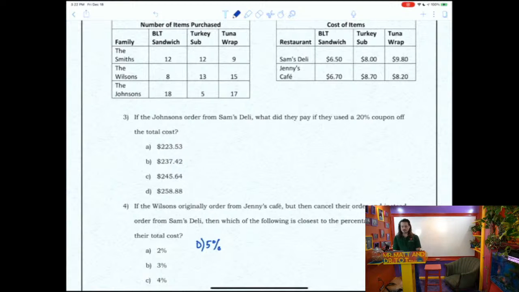Question 3 asks, if the Johnsons order from Sam's Deli, what did they pay if they used a 20% coupon off the total cost? So kind of the opposite of what number 2 was doing. Number 4 asks, if the Wilsons originally order from Jenny's Cafe, but then cancel their order and instead order from Sam's Deli, then which of the following is closest to the percentage change of their total cost? So I'll give you 6 minutes, and about 2 minutes in, I'll start to solve.